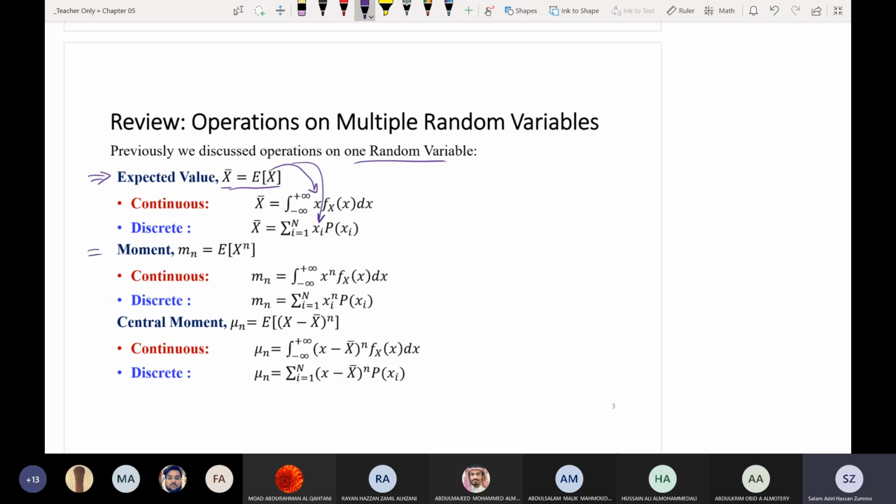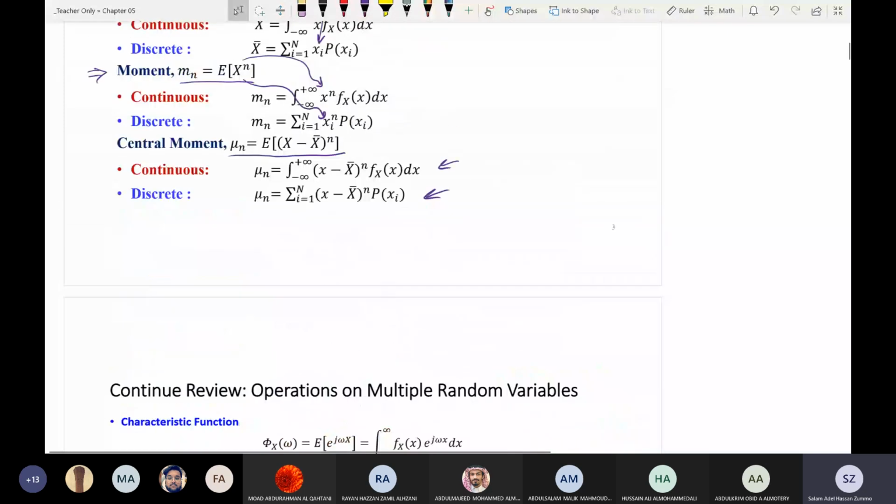Now, if we have the nth moment, we define it as the expected value of x to the power n. Simply x to the power n comes next to the PDF in the integral, and if you have it as a discrete, then basically the same x to the power n will appear next to the probability of xi. And the central moment, mu n, which is the expected value of x minus x bar all to the power n, we have it for continuous and discrete. And we have done so many examples for these subjects in chapter 3.